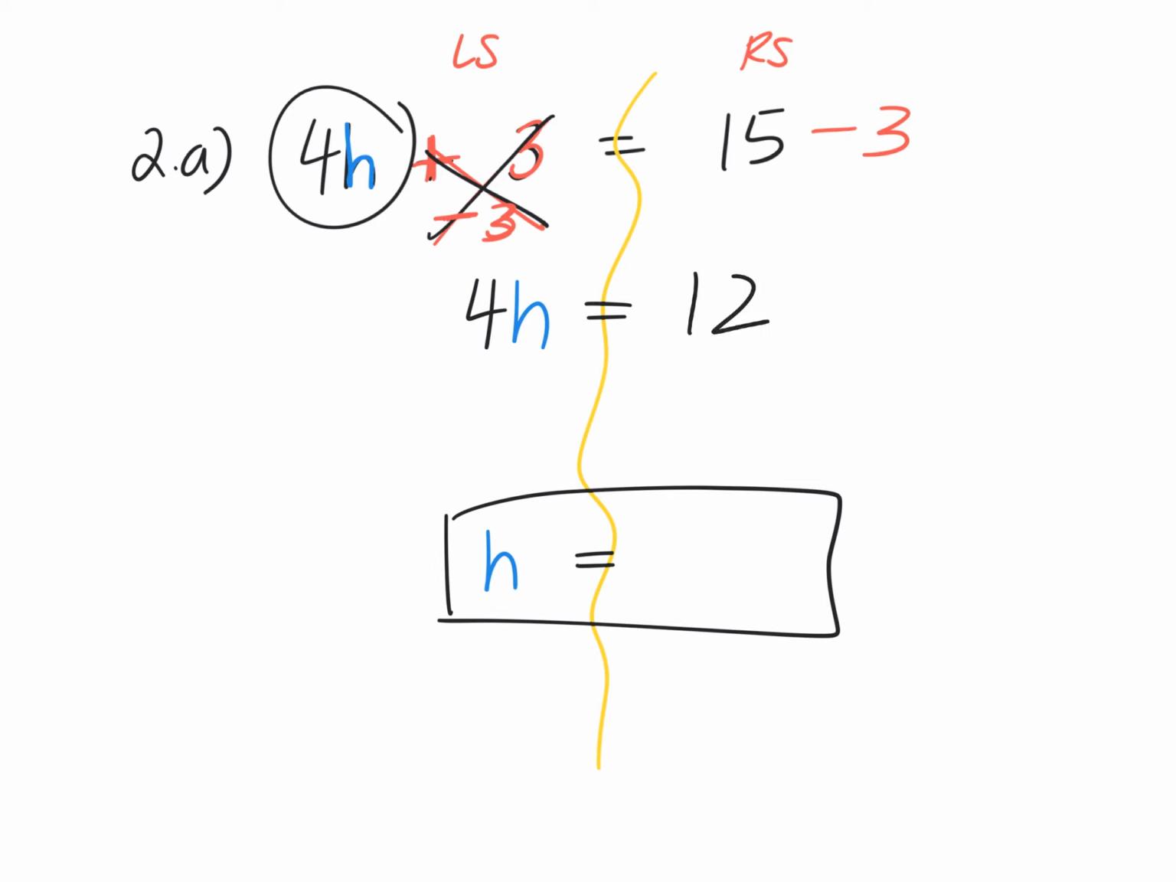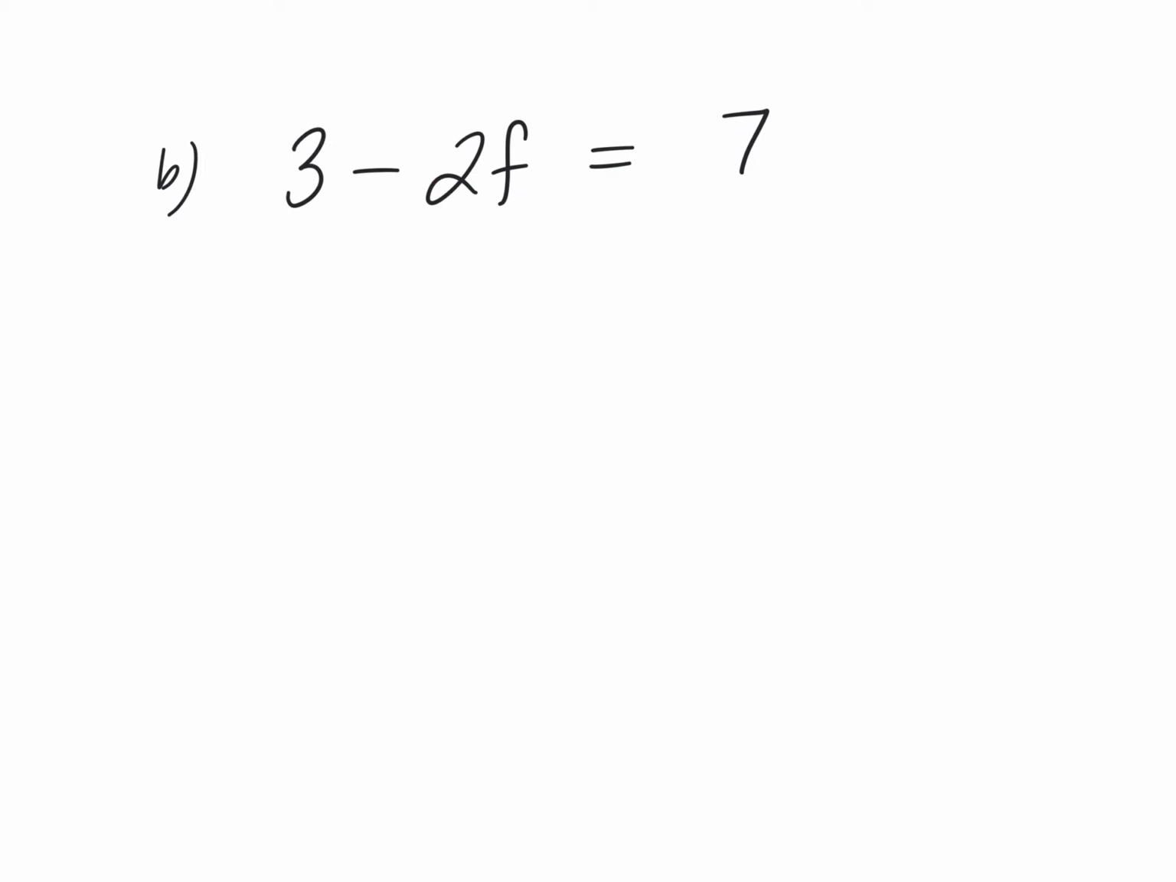12. So right now it says 4 times h. So times something gives me 12. What's the opposite of times? Divide. So what do I have to divide by? Divide by 4. You divide it by itself. That's how you get rid of that. It's gone. So what do I have to do on the right side? Which is what? Divide by... So what's 12 divided by 4? So h equals 3.